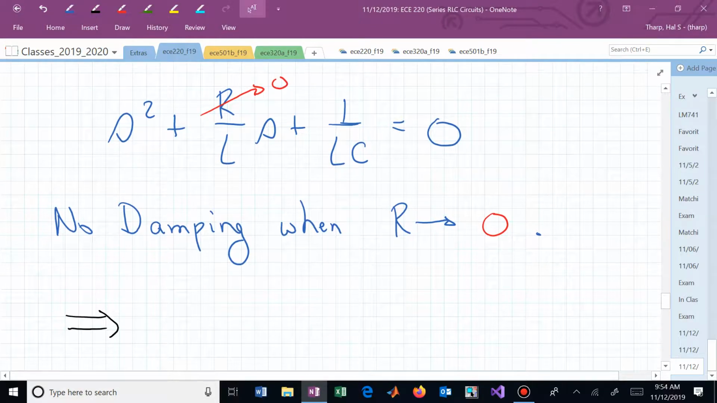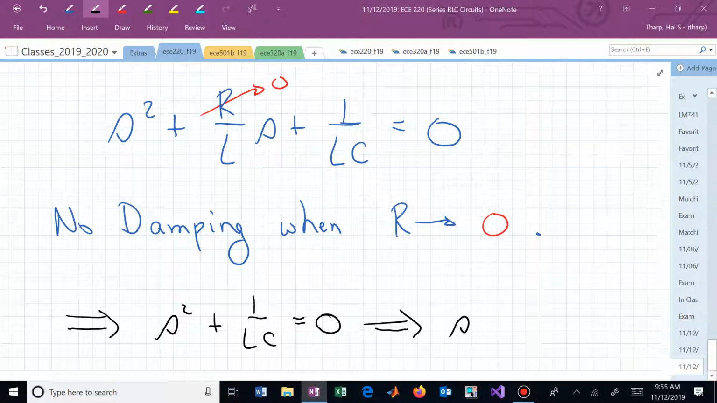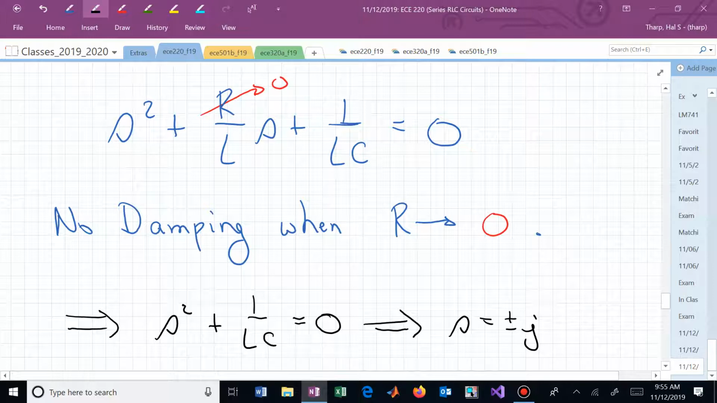Let me write that down. We now have S squared plus 1 over LC is equal to 0. We now have S squared is equal to minus 1 over LC. We are taking the square root of a minus, so that gives us a J, and we want plus or minus J, 1 over the square root of LC, or if it seems better, you can just say the square root of 1 over LC.